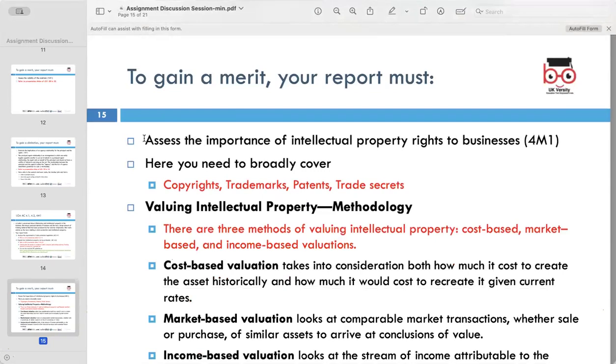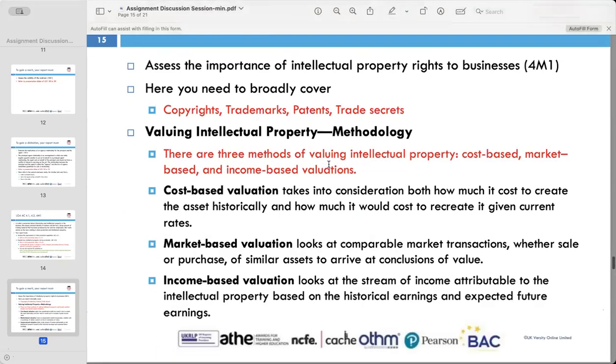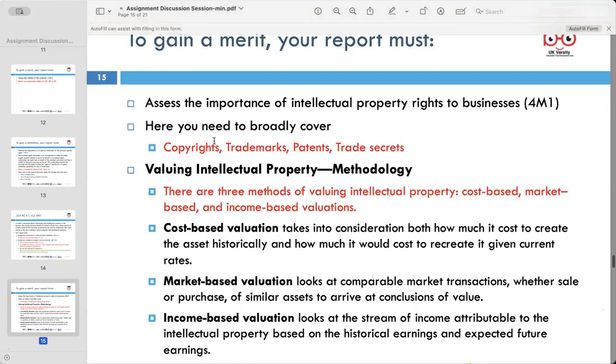Assess the importance of intellectual property rights to businesses, covering copyrights, trademarks, patents, trade secrets, as well as valuation methodologies. So, what is copyright? Can anybody answer?